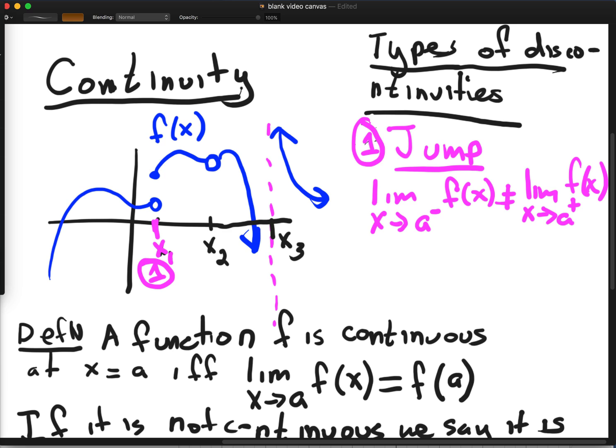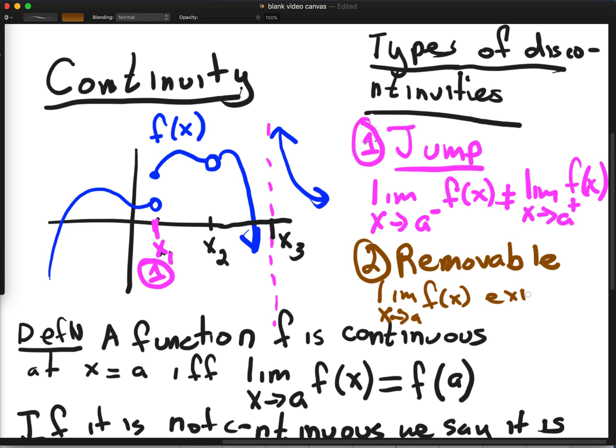All right, the second type is called removable. It's called removable because you can remove the discontinuity by just changing one point. So take a wild guess, which one's that? x2, right? If you fill in the hole, then you got rid of the discontinuity. Whereas here, you would have to change a bunch of points to connect the two. Does that make sense? So this is if the limit as x approaches a of f of x exists, but it is not equal to the value of the function at the point.